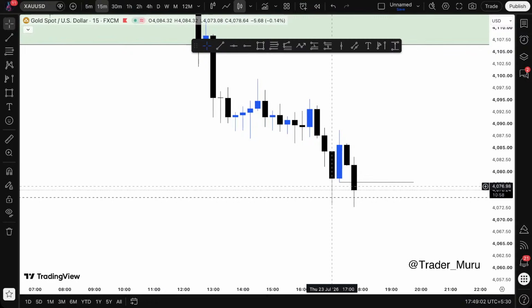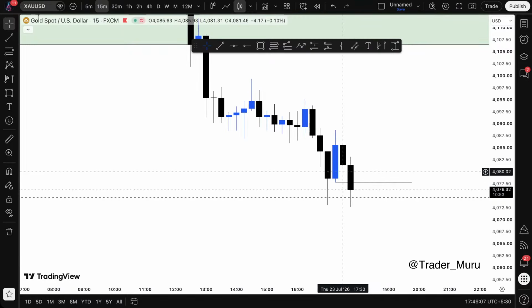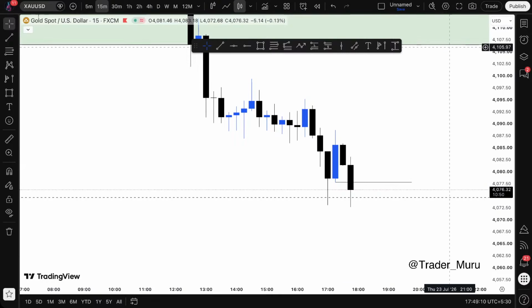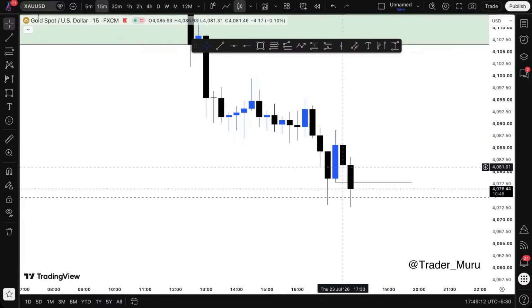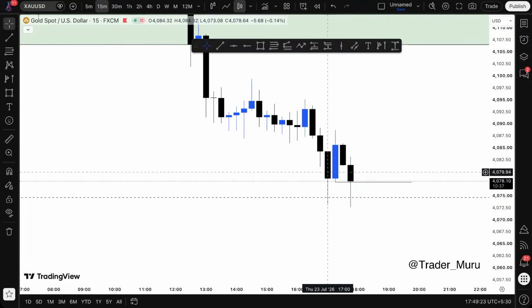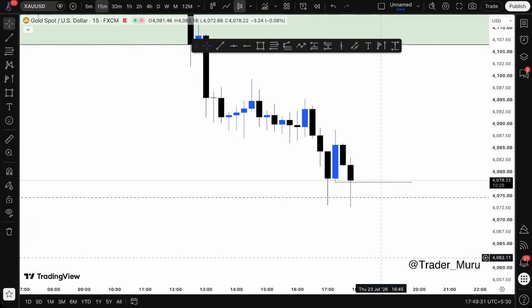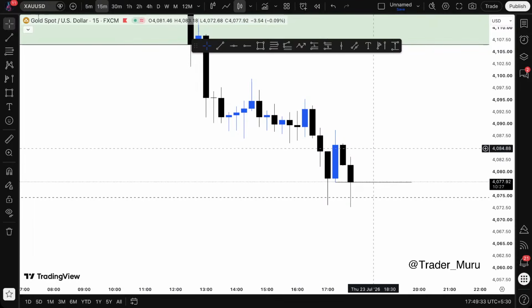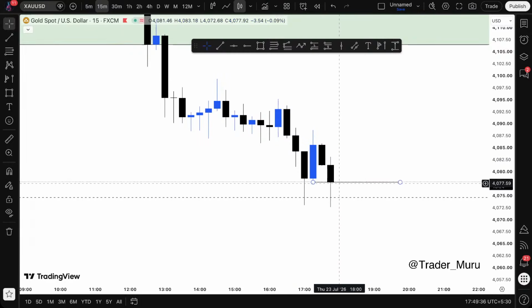Can you see why price is ranging near this line? Because it is news time, and buyers and sellers are fighting here. Buyers are fighting to hold this momentum, and sellers are fighting to hold this downtrend. If this breaks, it will continue. That's why price is ranging at this level. This is a critical point.